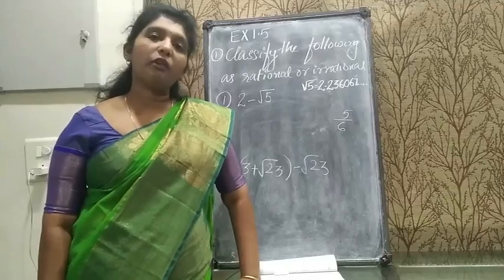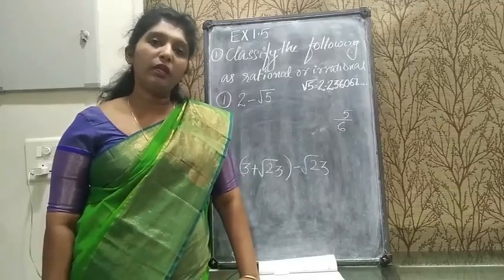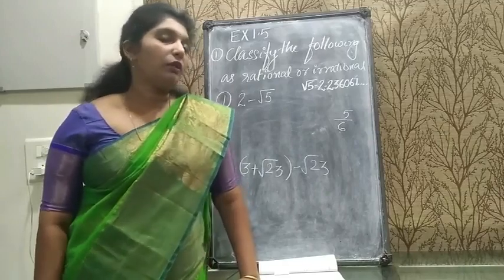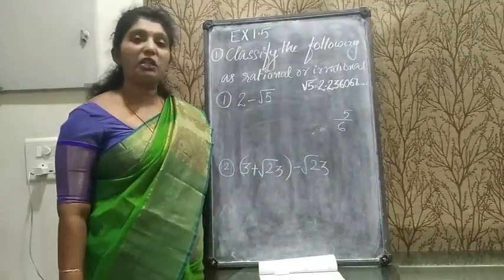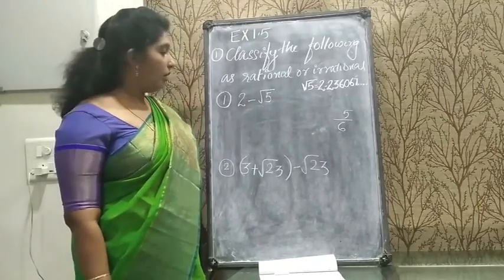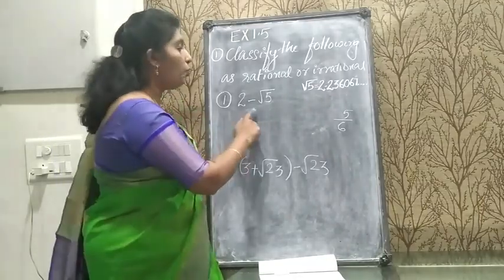I am going to explain the fifth exercise of the first chapter, number system. First question is, classify the following as rational or irrational. First question, 2 minus root 5.